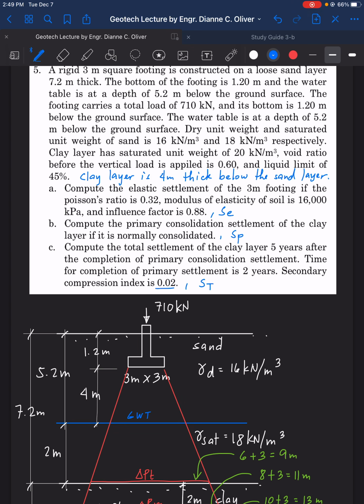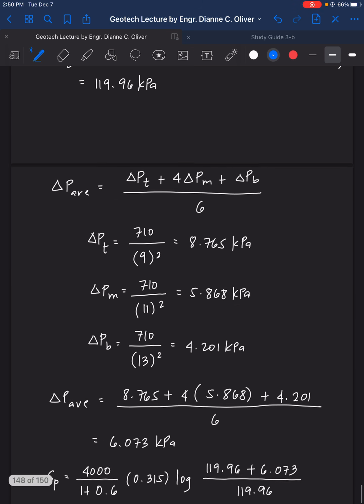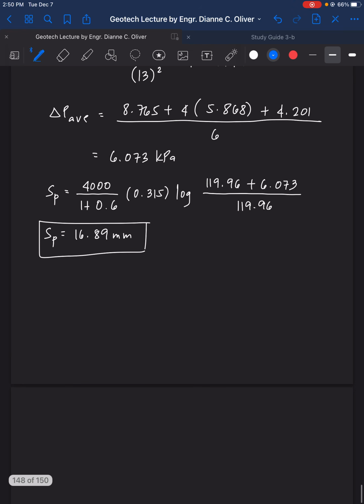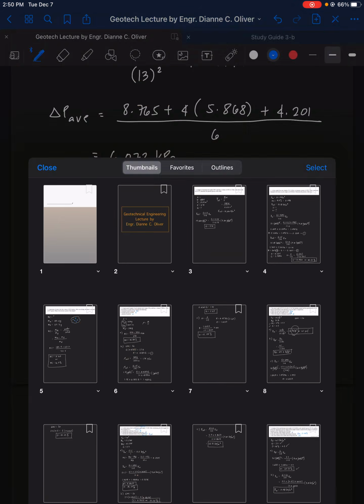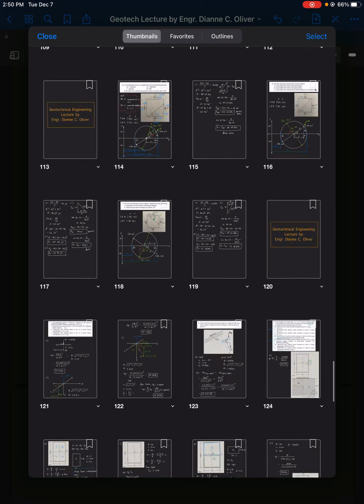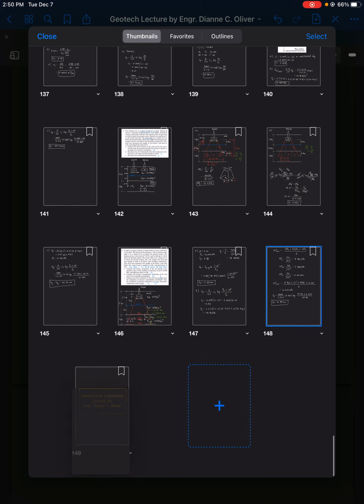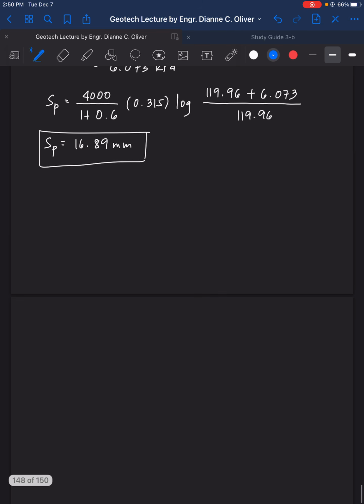So our T sub 1 is 2 years. Time for completion of primary settlement is 2 years. Therefore, what's left here is 5 years as T sub 2. It says there, 5 years after the completion of primary consolidation settlement. Okay, let's go to letter C. So let's insert an extra sheet. There we go. For letter C.